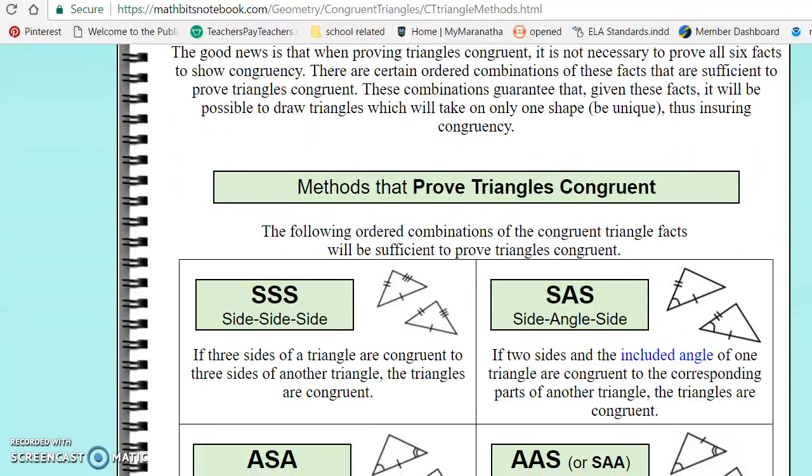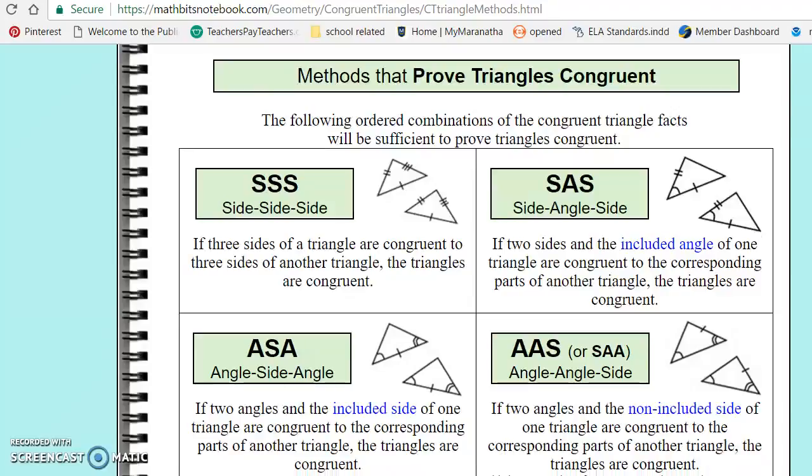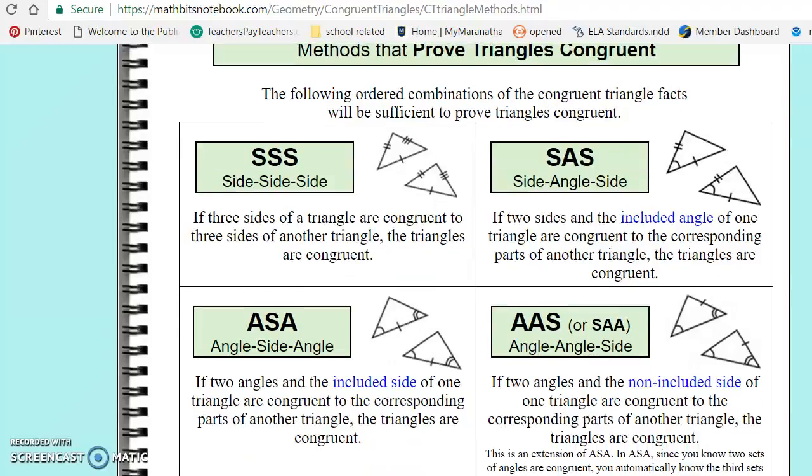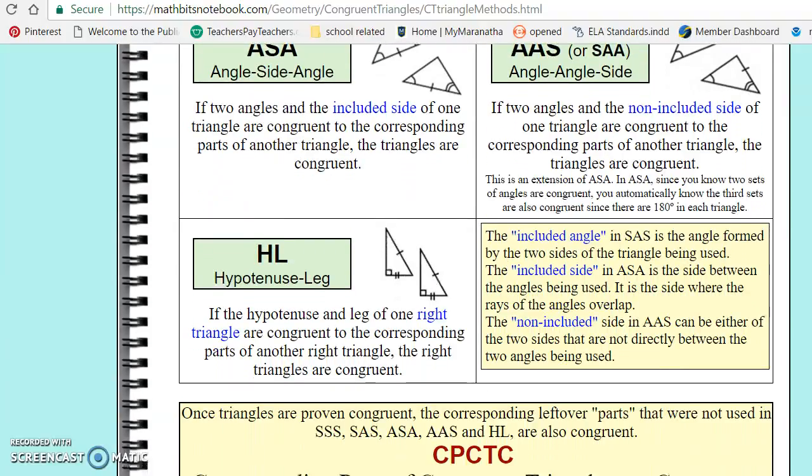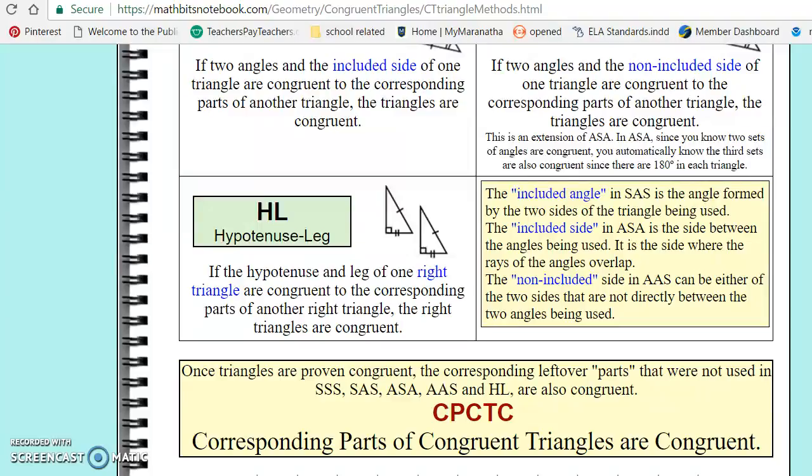Goes through, and you'll see I'm just kind of scrolling for you to get a view of the side, side, side, side, angle, and angle, angle, side. And here we end up with corresponding parts of congruent triangles are congruent. So again, that's mathbitsnotebook.com. Okay, back to our PowerPoint.